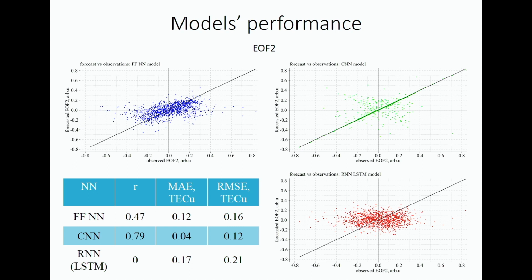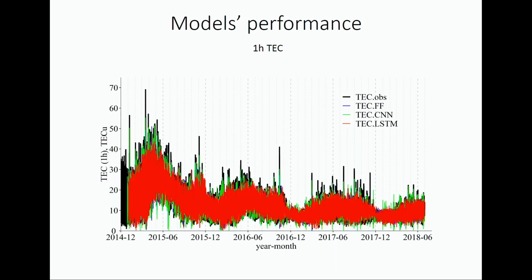The convolutional neural network is performing way better than the others, but still with some sort of scatter. And the other two, the results are by far not reliable, at least in our opinion. So you also made a task for 1 hour TEC.